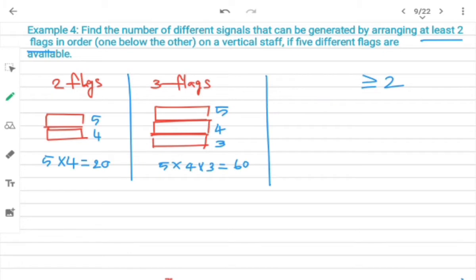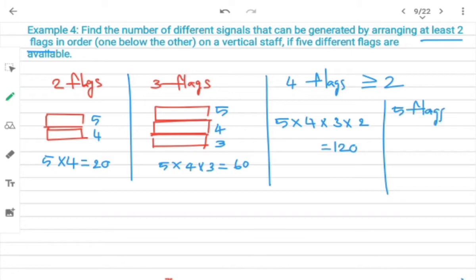Like that, you have to go for 4 flags. For 4 flags, how many ways? 5 into 4 into 3 into 2. Then you will get 120 ways. If I am having 5 flags together, how many possibilities are there? 5 into 4 into 3 into 2 into 1. Totally you will have 120 ways.